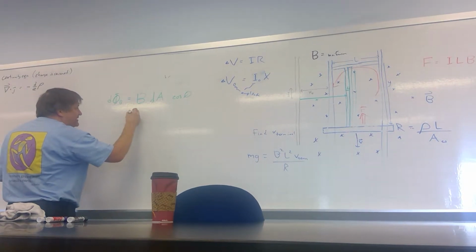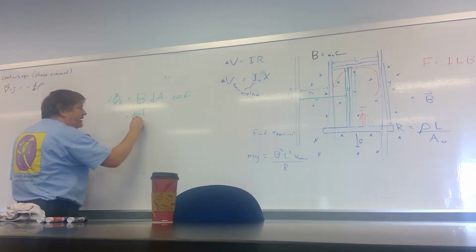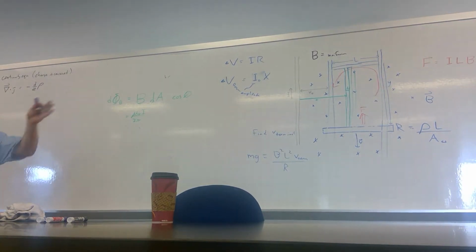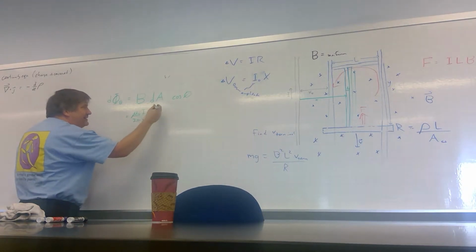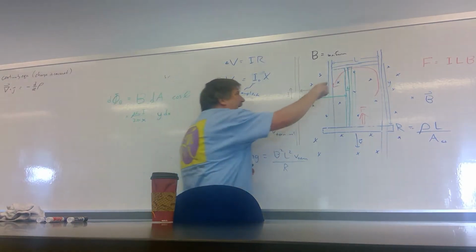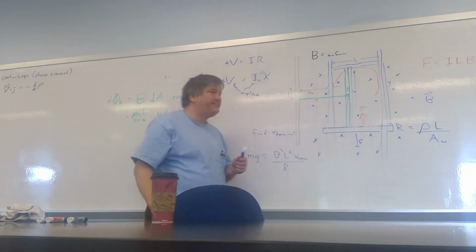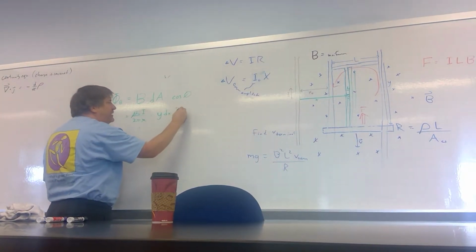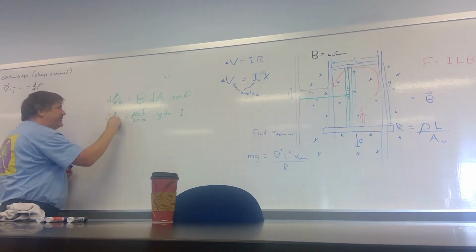So my B field will be mu naught I over 2 pi times what, with my bookkeeping scheme? R. What's R? Distance from the wire. X, exactly, my distance from the wire. So mu naught I over 2 pi x times dA, which is going to be y dx, the full height of this stripe, which is y, times that little width dx, times cos phi, but cos phi is still 1. So there's that little contribution to the flux.